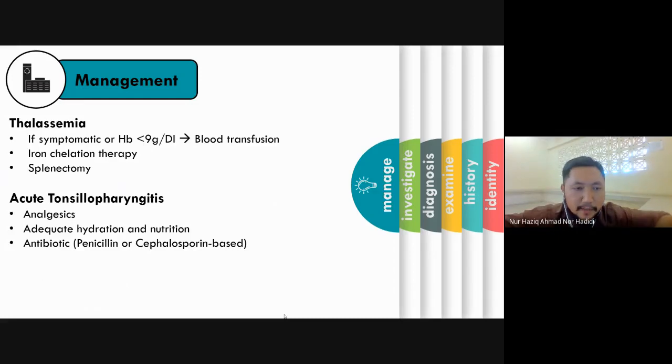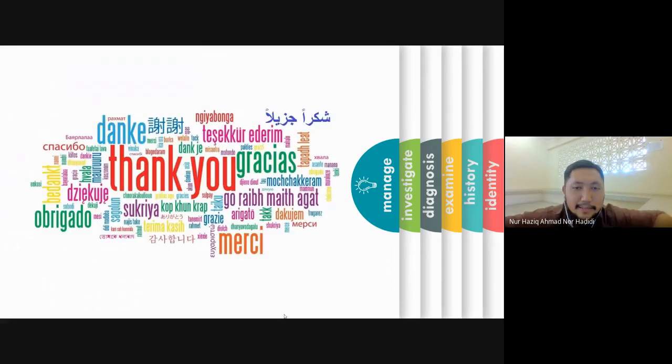there is conservative management of it, such as analgesic and antipyretic to relieve fever and also pain. And since the patient has poor feeding, maybe due to pain during swallowing, we need to ensure adequate hydration and nutrition, and in order to tackle the infection by Streptococcus pyogenes, we need to administer antibiotic to the patient, either penicillin based or cephalosporin based, such as ceftriaxone. So basically, that's all for my presentation, doctor.